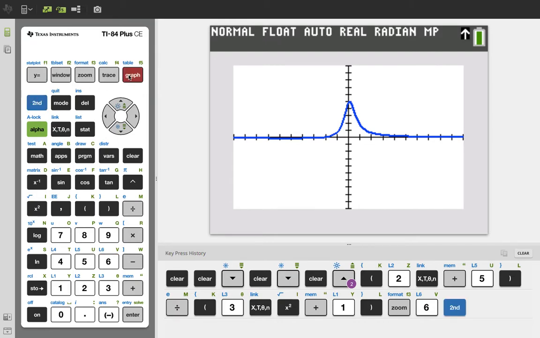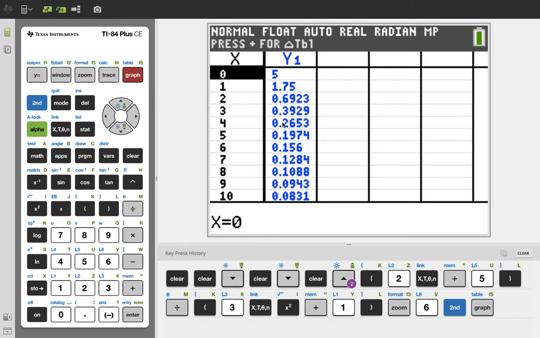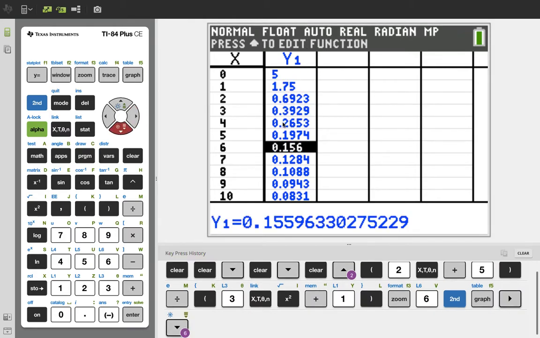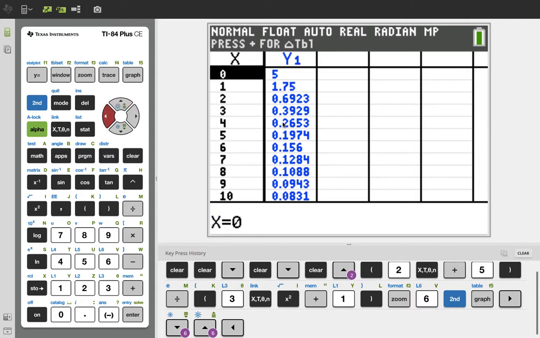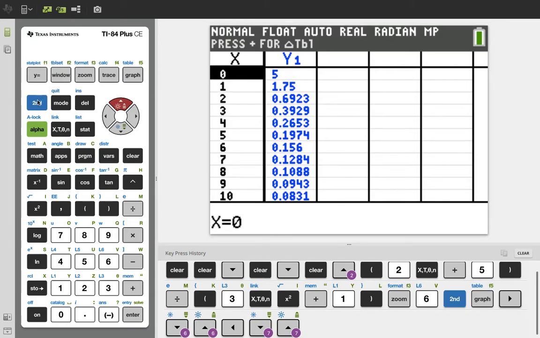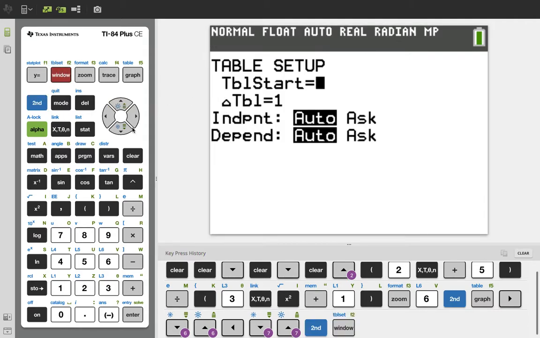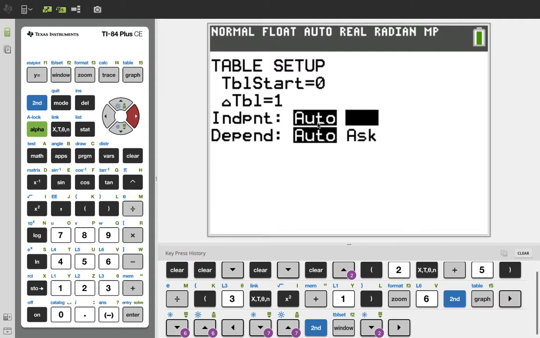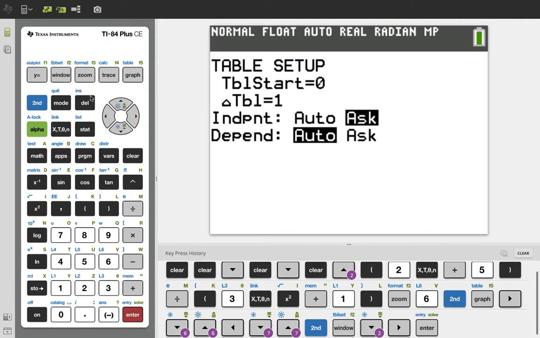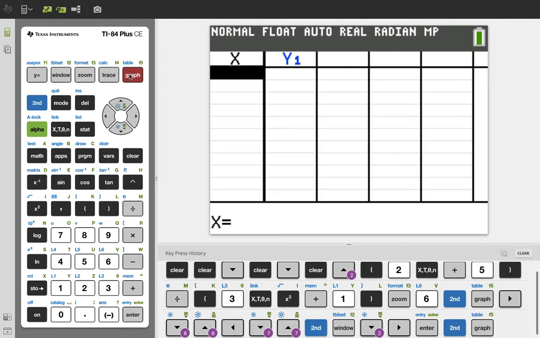So if you hit second graph, you get a table. And now my table's filled out, but if you want to be able to put in your own x values to try out yourself, you can change that feature, and I actually recommend it. So if you hit second window, you can see I get my table set up here. And instead of letting the independent variable be auto, you can change it to ask. And if you change it to ask and go back to your table, now your table's empty and you can plug in any number you want.